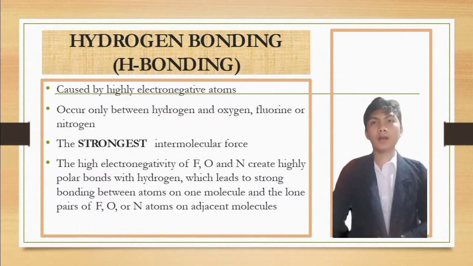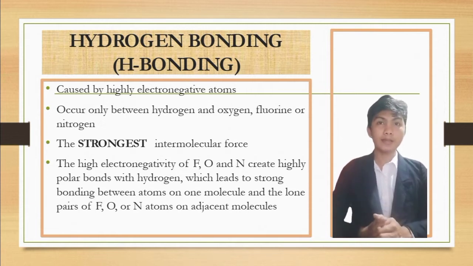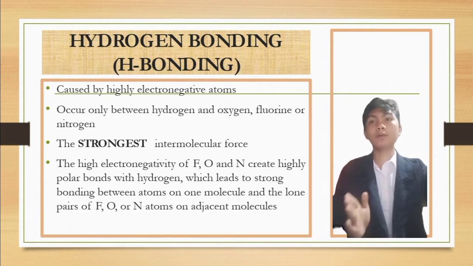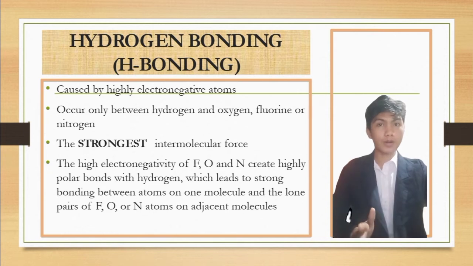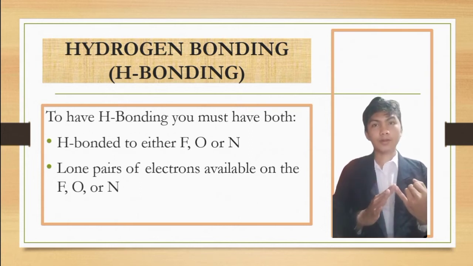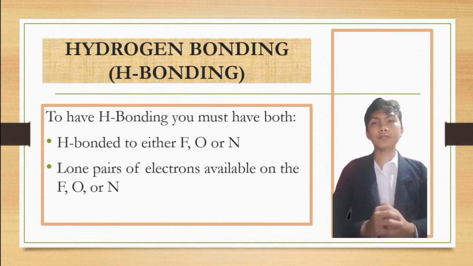Hydrogen bonds are caused by highly electronegative atoms. They only occur between hydrogen and oxygen, fluorine, or nitrogen, and are the strongest intermolecular force. The high electronegativities of fluorine, oxygen, and nitrogen create highly polar bonds with hydrogen, which leads to a strong bonding between the hydrogen atoms on one molecule and the lone pairs of F, O, or N atoms on adjacent molecules. Therefore, to have H bonding, you must have both the H bonded to either fluorine, oxygen, or nitrogen, and the lone pairs of electrons available on the fluorine, oxygen, or nitrogen.